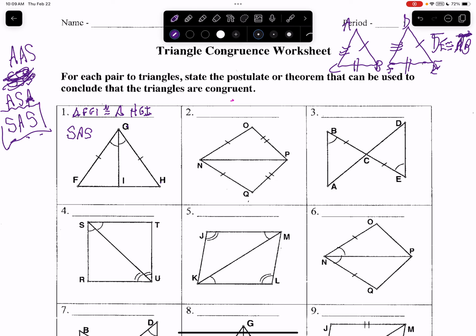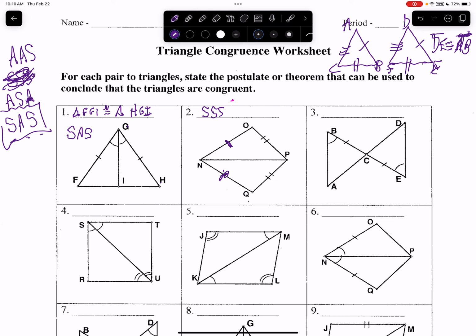Okay, so been a while, 10 years. I'm like, oh, did I remember this? This one has side congruent to that side. Yeah, this is my side, side, side. So I was right. Side, side, side. That means that three different sides of one triangle are congruent to three different sides of another. Okay, OP is congruent to QP, NP is congruent to NP, NQ and NO, right? This one is what we would need here for each pair of triangles: state the postulate or theorem that can be used to conclude that the triangles are congruent.